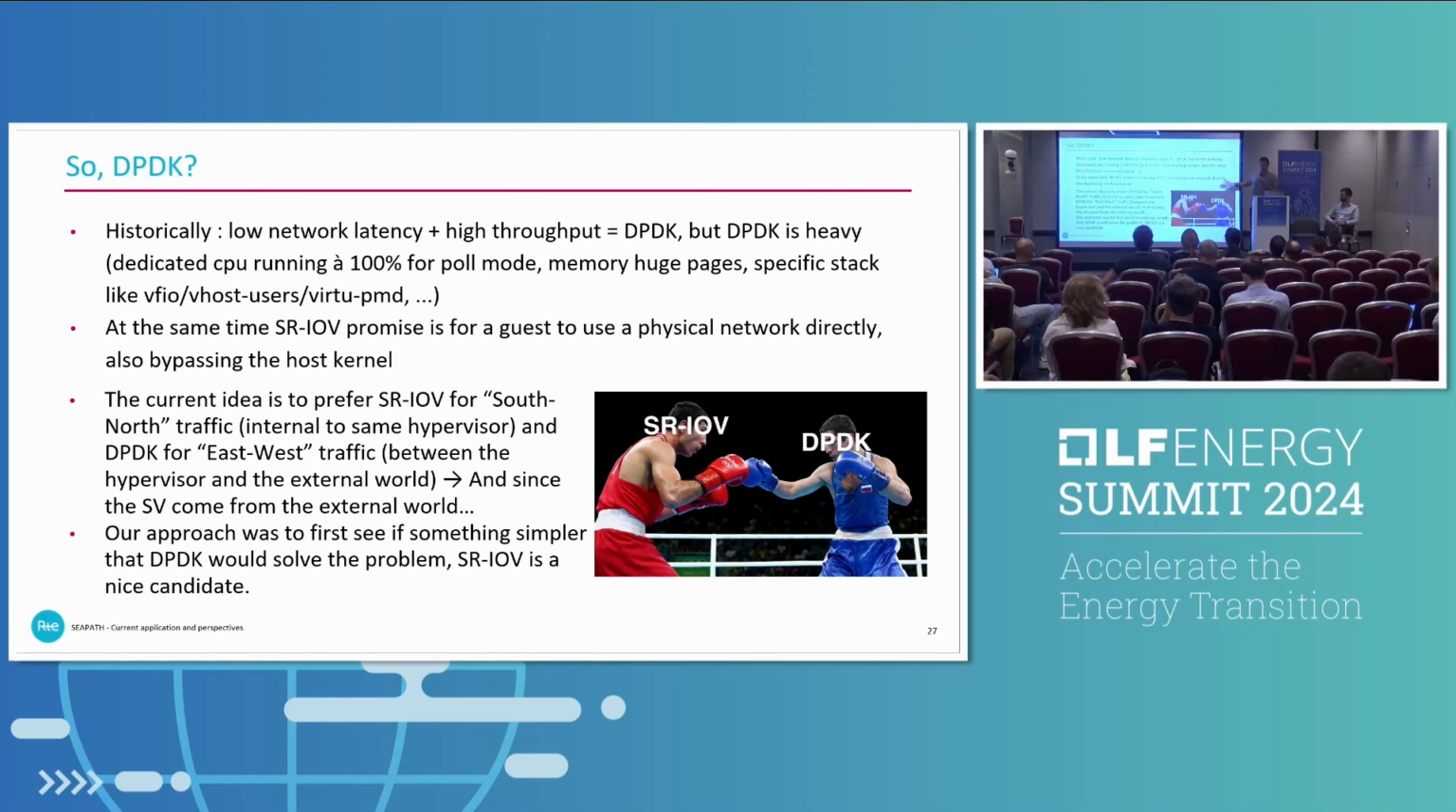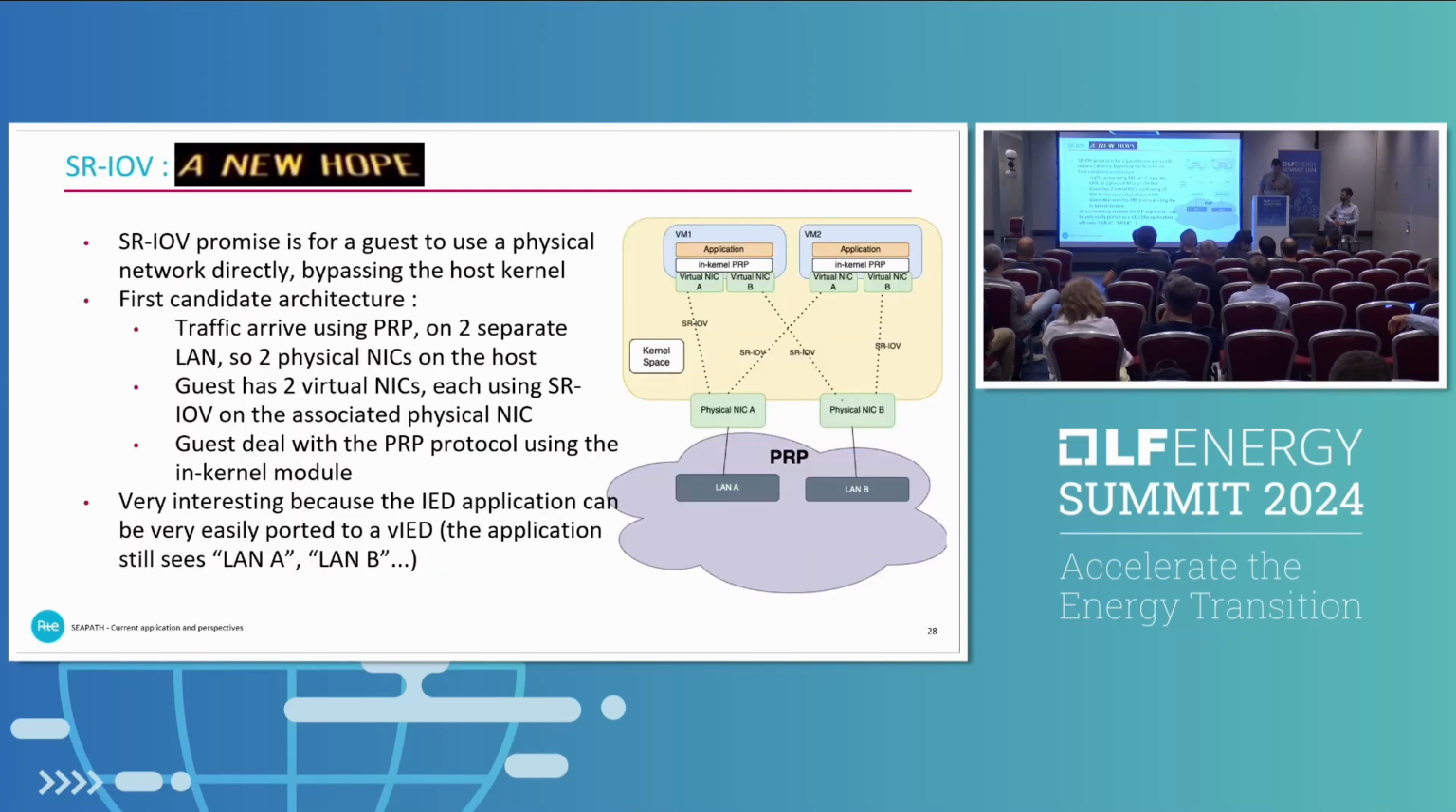In our use case, like I said, the idea is receiving sampled values coming from a physical merging unit into a VM. In that case, we are definitely in a south-north traffic case, so probably SR-IOV will be better. So our first approach in this study will be to try to find something simpler than DPDK, and SR-IOV looks like a real nice candidate. So, SR-IOV is our new hope. The promise is for a guest to use the network directly, but for multiple guests to also be able to use the same network directly.